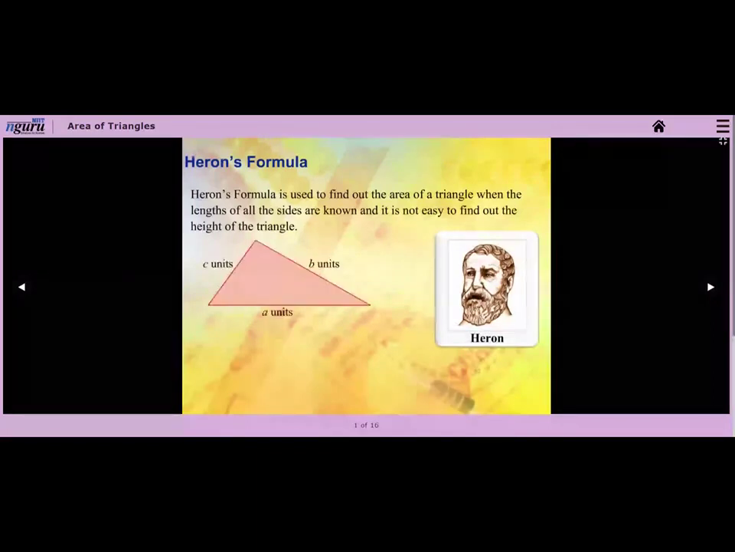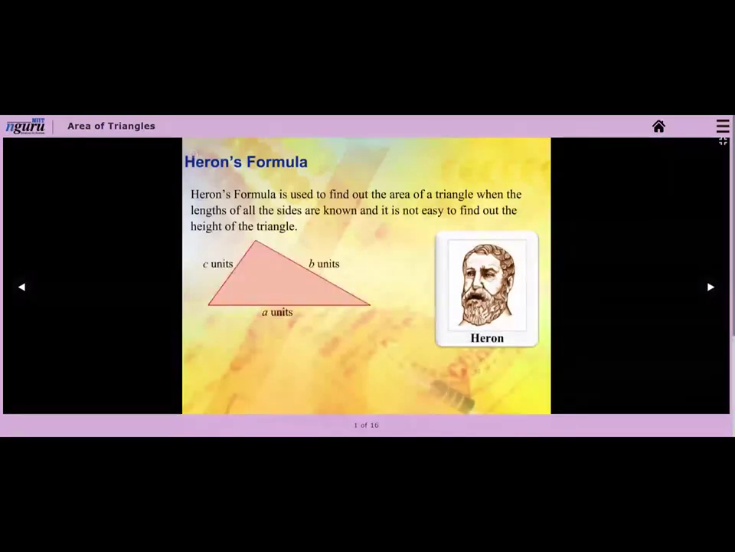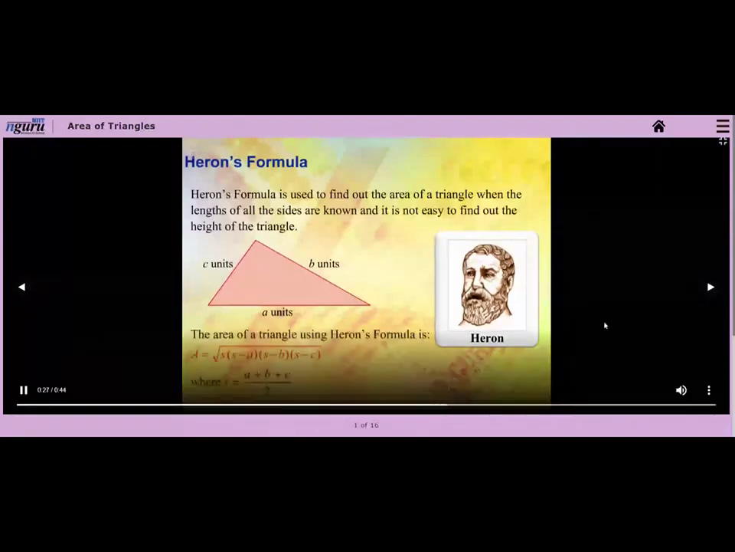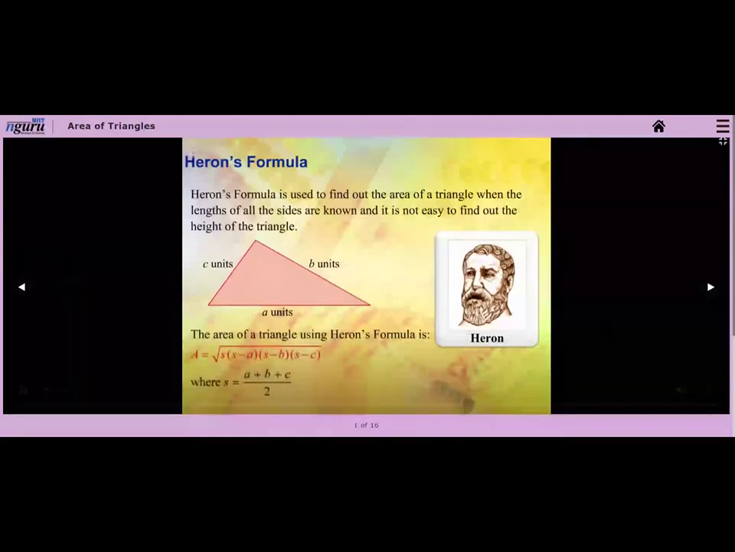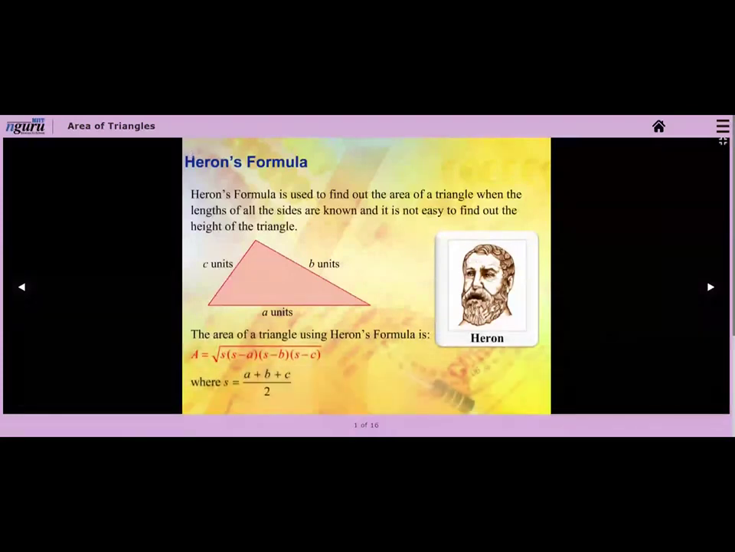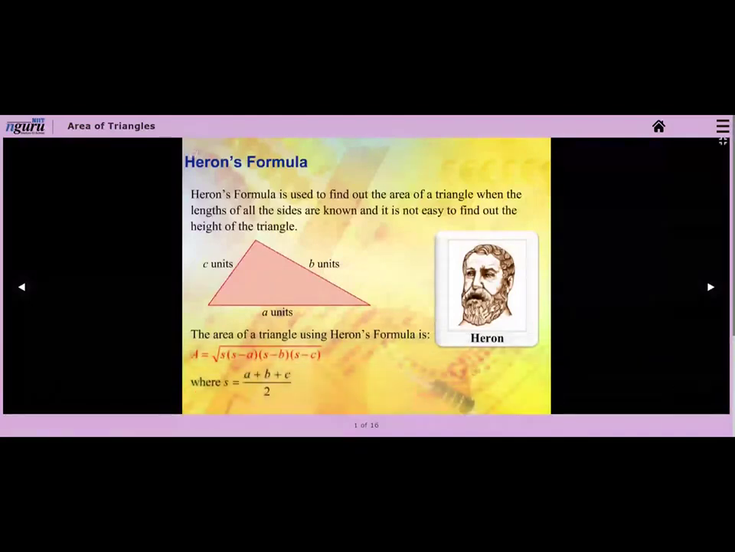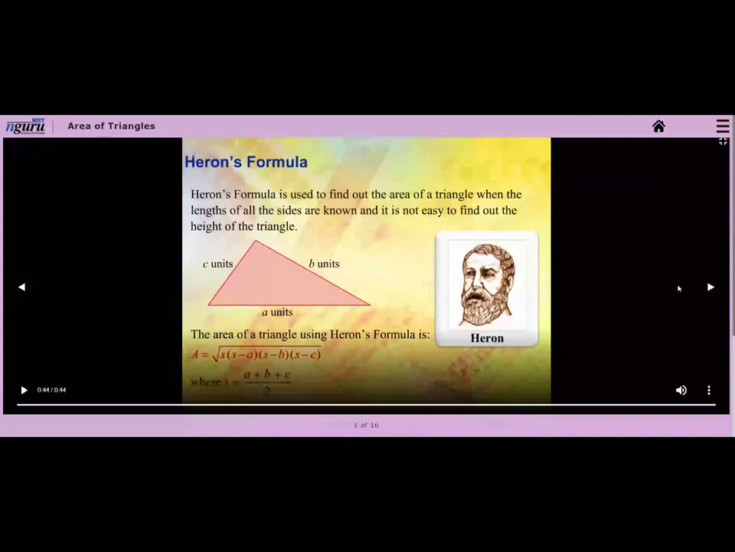Let's consider the lengths of the sides of a triangle as a units, b units, and c units. The area is given by the square root of s into s minus a into s minus b into s minus c square units, where s is the semi-perimeter of the triangle given as the sum of the sides a, b, and c divided by 2. So it's also known as Hero's formula, okay?